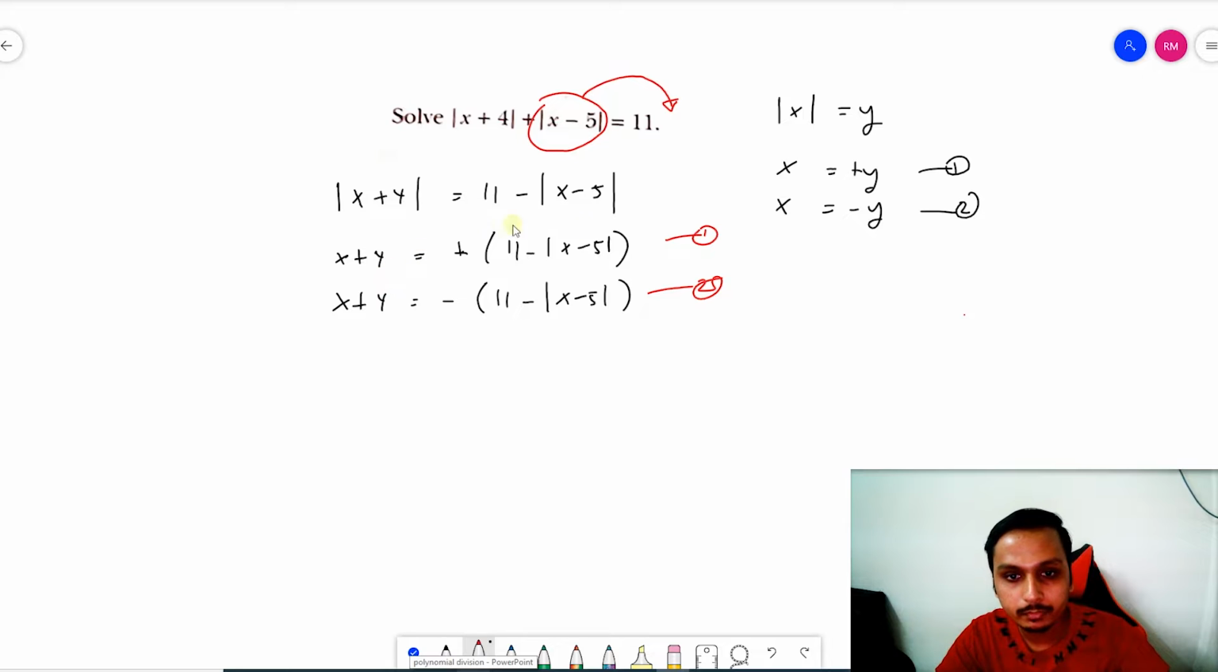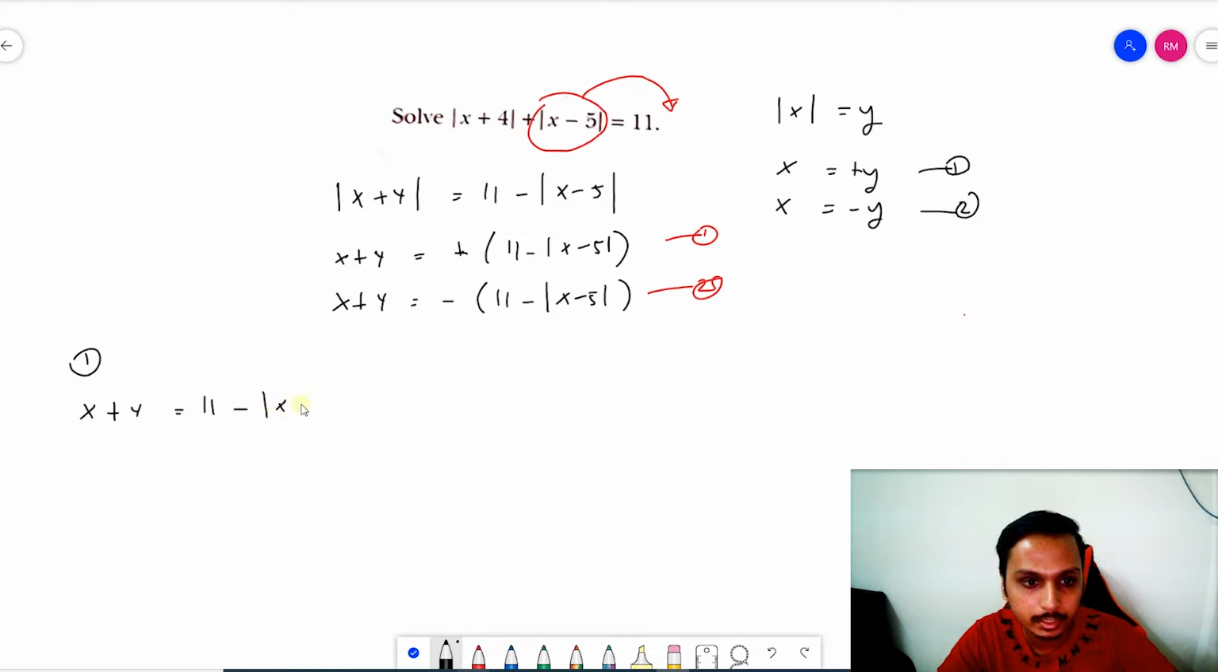Alright, so what we need to do now is let's rewrite equation number 1 and try to open the bracket. If you want to open the bracket, there will be no changes as the sign before the bracket is positive. So when you open a bracket, the sign usually doesn't change. Okay, so let's solve for equation number 1 first. So x plus 4 equals 11 minus modulus x minus 5.